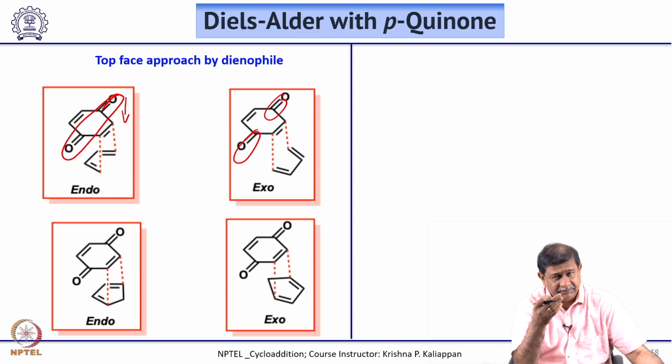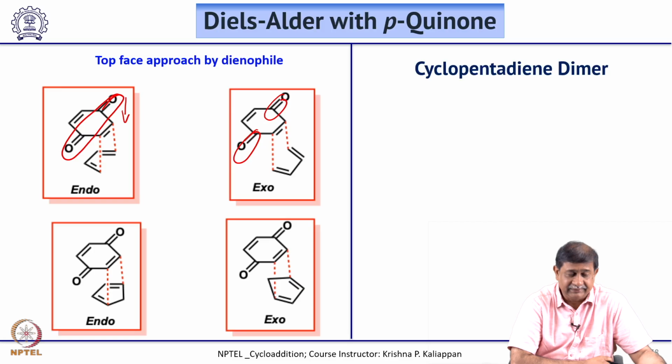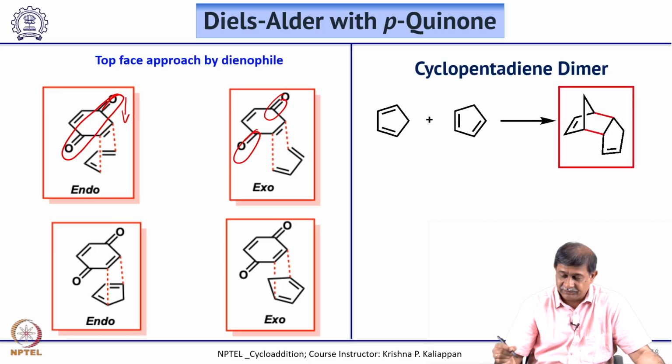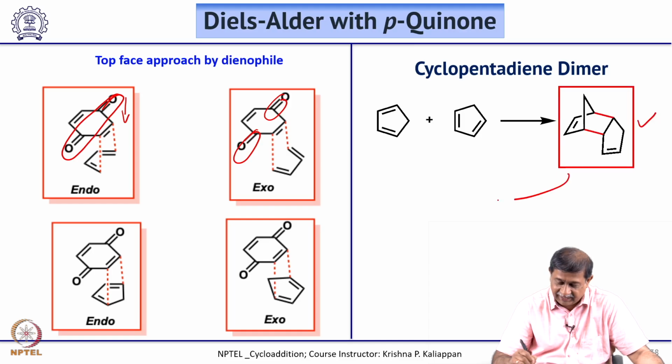In literature, many times you will see cyclopentadiene being used as diene. Even here, we are given an example, but cyclopentadiene normally exists as cyclopentadiene dimer. So this is the dimer. When you order cyclopentadiene, you get only cyclopentadiene dimer. So what you have to do is the cracking.